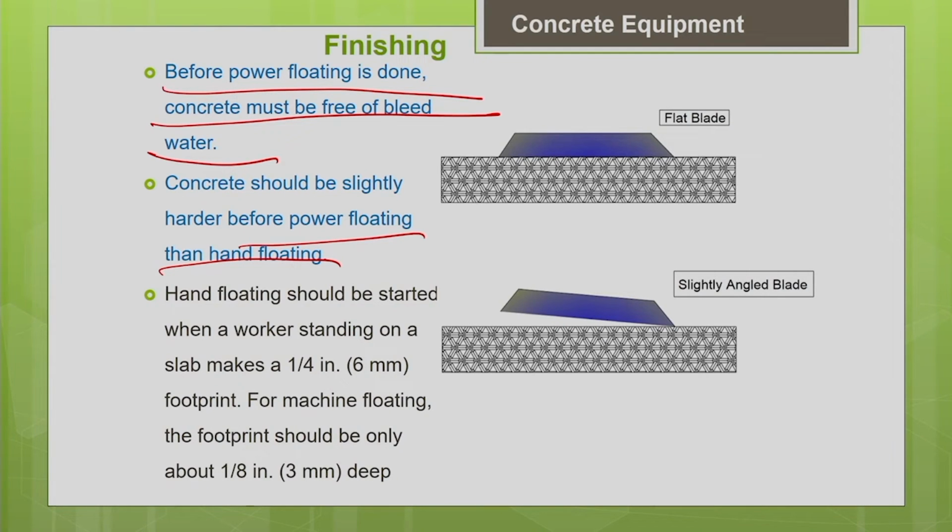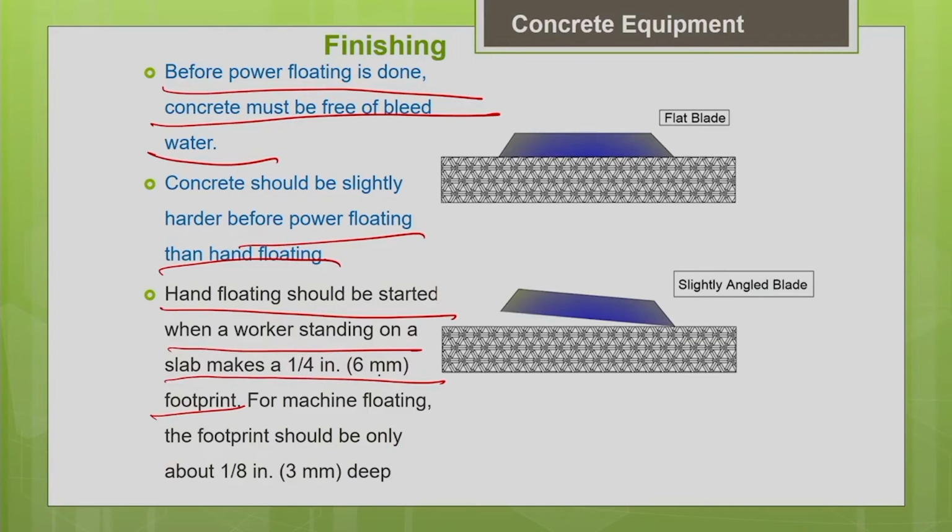Simple guidelines are available in the ACI manual. So, you can see that hand floating should be started when a worker standing on a slab makes a 1/4 inch footprint, okay, to check whether the concrete hardness is sufficient enough to start the finishing operation using hand floating, okay. So, what they do is, if you put your foot on the concrete, the maximum indentation allowed is only 1/4 inch or 6 mm, okay. So, the indentation should not be more than this. Then only you can say that the concrete is ready for hand floating.